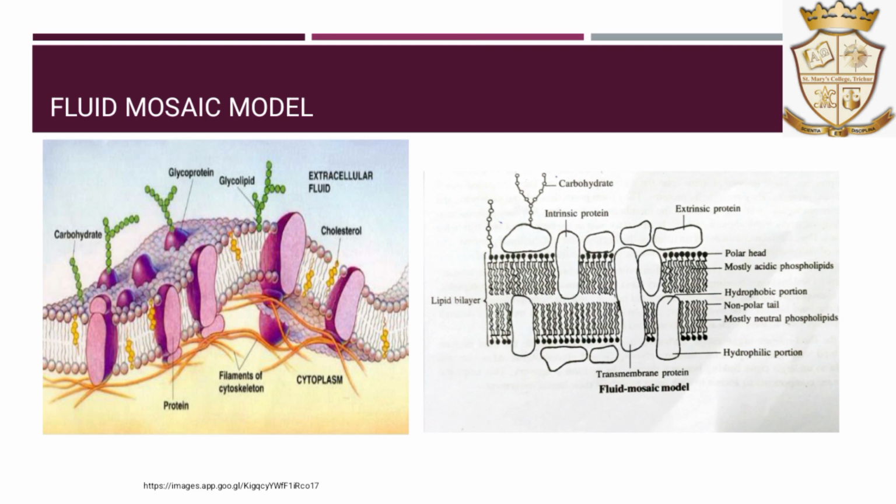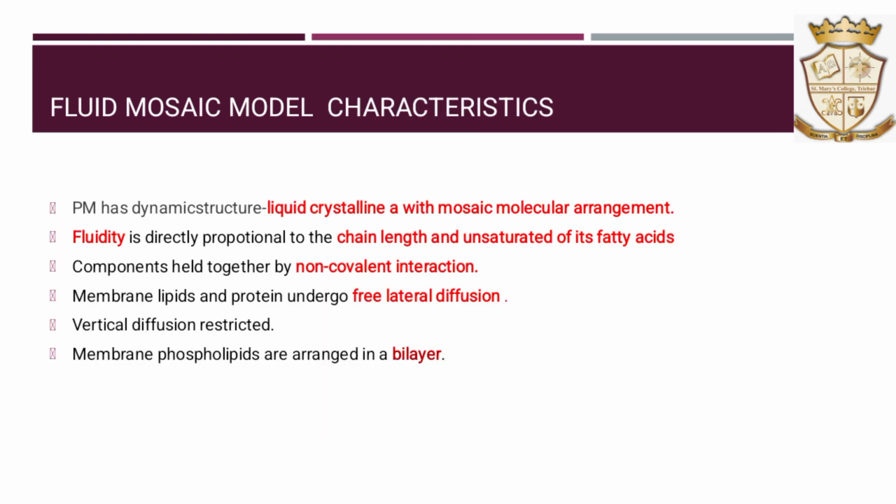It consists of extrinsic protein, intrinsic protein and also the transmembrane protein. It also consists of the lipid bilayer, which has a polar head and a non-polar tail. Also there are glycoproteins, such that carbohydrates are also present in the fluid mosaic model. So, the characteristics of the fluid mosaic model. The plasma membrane has a dynamic structure, liquid crystalline with a mosaic molecular arrangement, so it is called the fluid mosaic model.